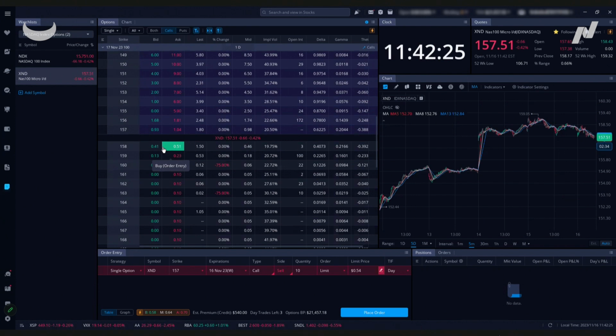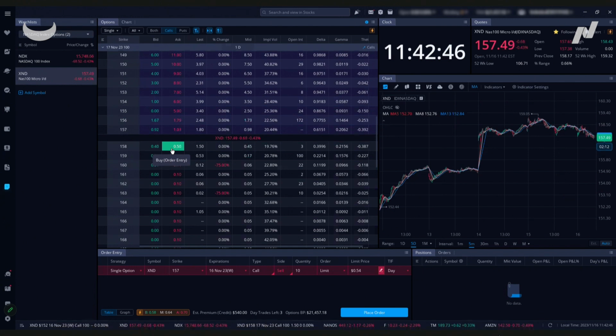The current bid and ask prices on this contract are 41 cents and 51 cents. So right now, to buy the XND call option, it'll cost a premium of $51, which is the ask price of 51 cents multiplied by 100. The max loss on this trade is the full amount of the premium, $51.